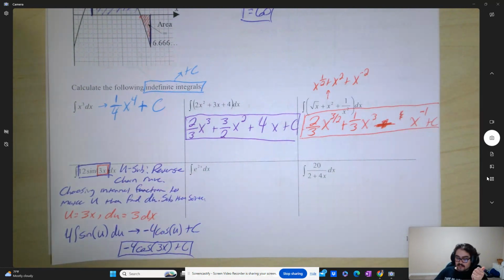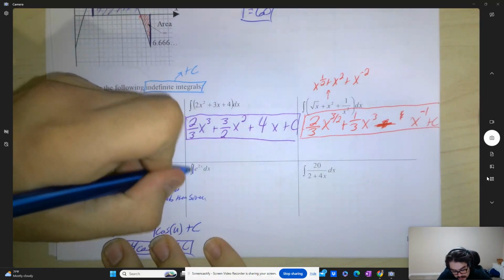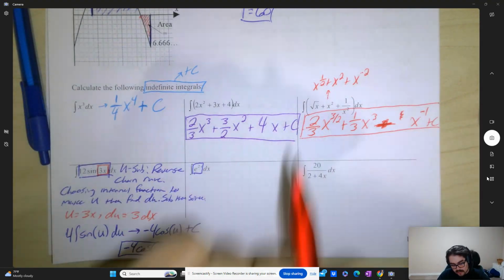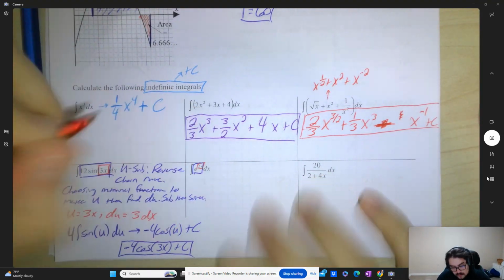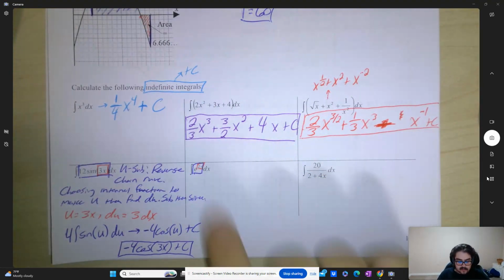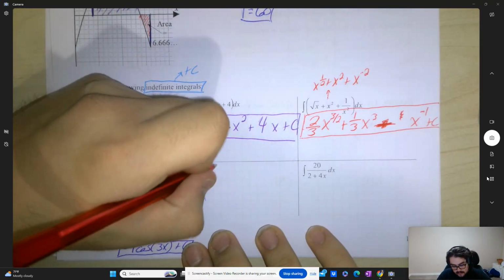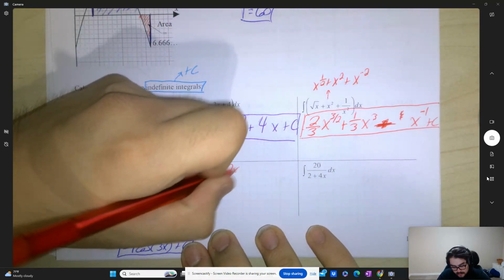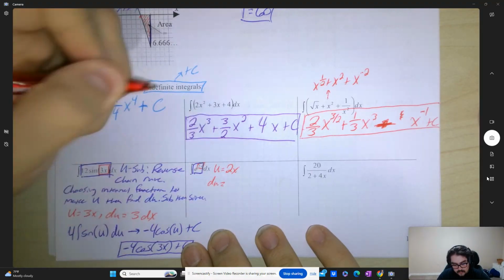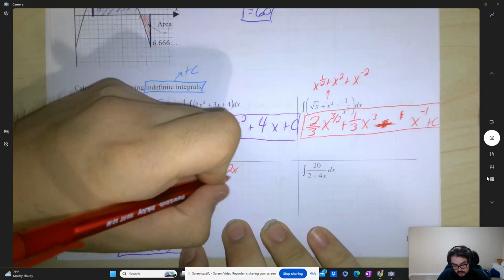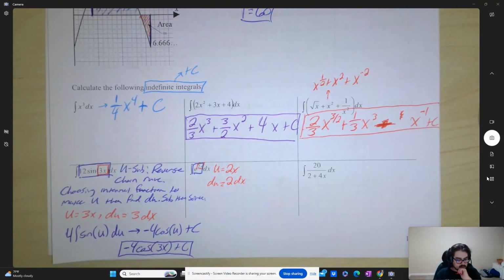Okay, to get e to the 2x, again, take a look at it. We have an interior function and an exterior function. My exterior function is e to the 2x. My interior is just going to be the 2x. So in doing that, I'm going to say that u is equal to 2x, and then the derivative of that, du, is going to be just 2 dx.